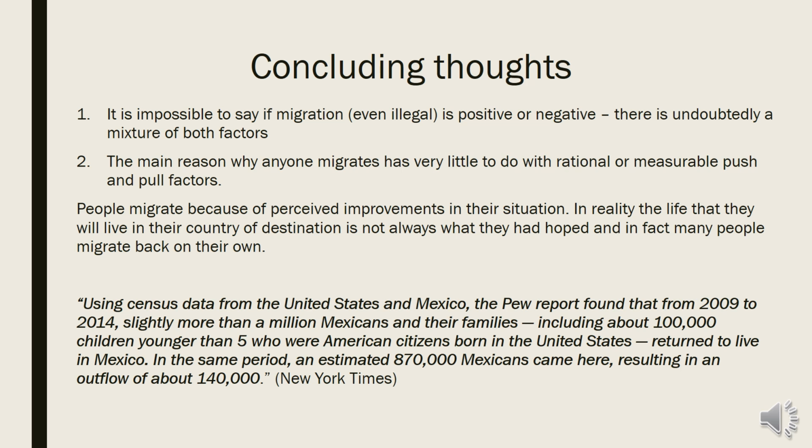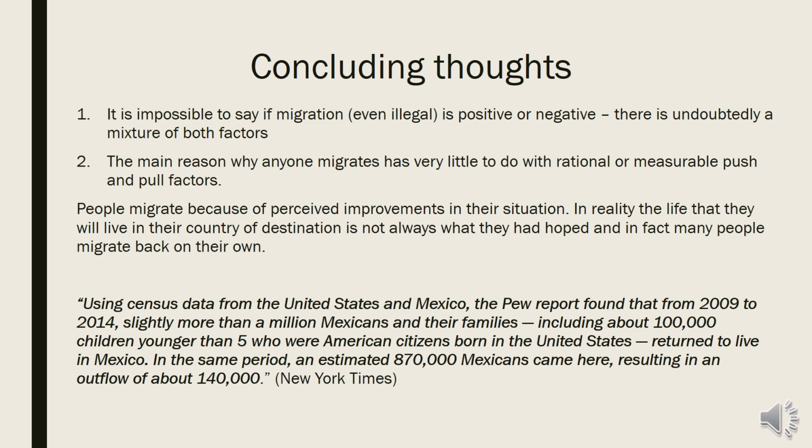In reality, the life that they will live in their country of destination is not always what they had hoped for, and in fact, many people migrate back to their own countries in the end. I would like to read you the following statement, which is from the New York Times, which illustrates the previous point.